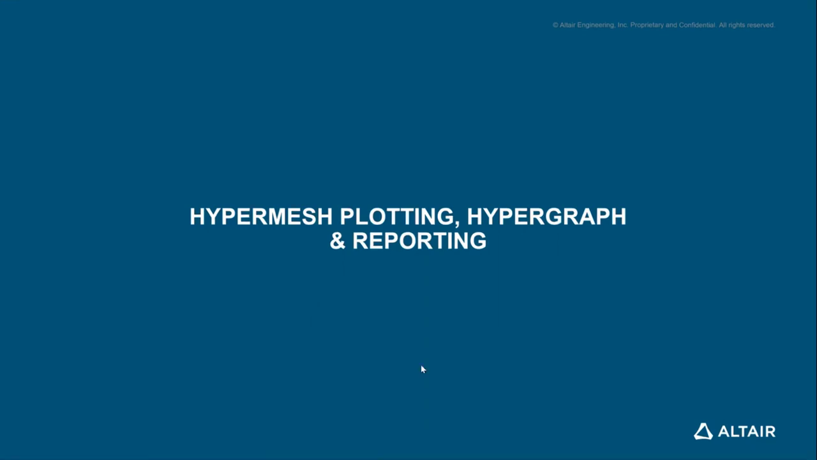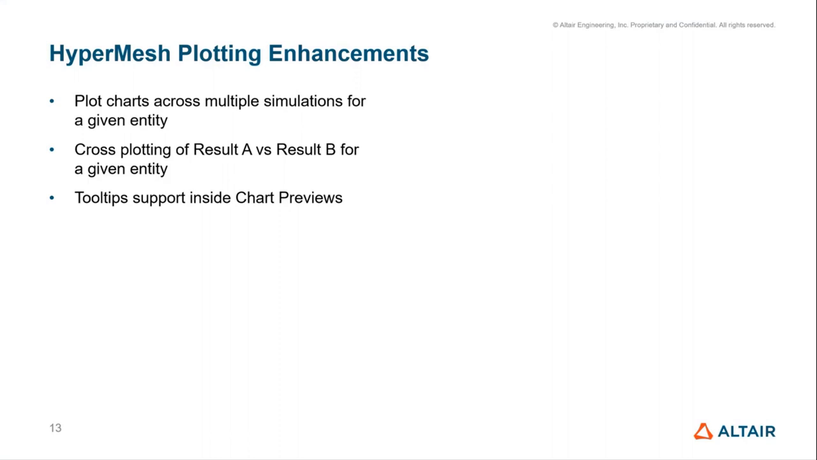So let's go ahead and look at the updates we have in HyperMesh plotting, HyperGraph, and reporting for this release. Now let's start with the plotting functionality updates in HyperMesh itself. For this release, we made several enhancements to the chart entity that we had introduced in the last release. So in the last release, we quickly saw how you can directly input a table of X and Y data, and you can get a quick chart out of it. Or if you had a table inside HyperMesh already, you could get a chart out of it, a line chart mainly.